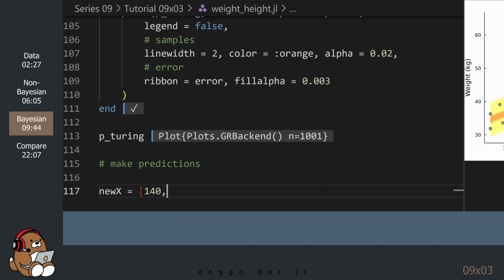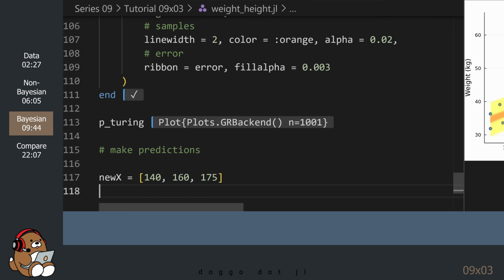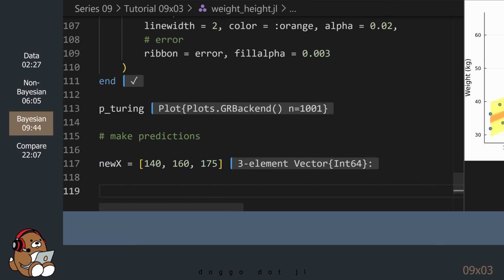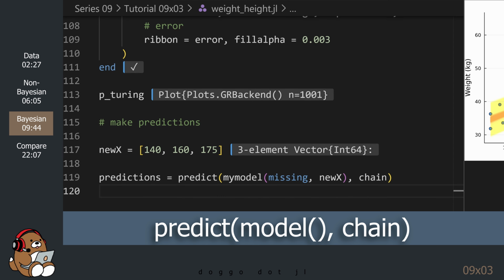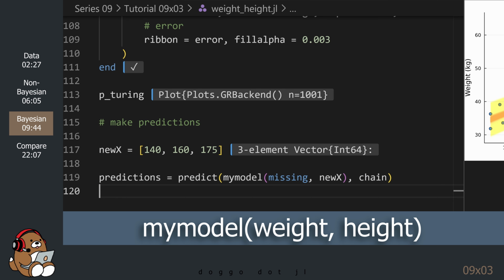Unlike when using GLM, your new X data in Turing doesn't need to be in the form of a table. You can simply use a Julia vector. These new height values are the same values that we used in the GLM example. When using the predict function in Turing, the first argument is your model, and the second argument is the chain. For your model, insert the word missing for the distributions that you're trying to predict.